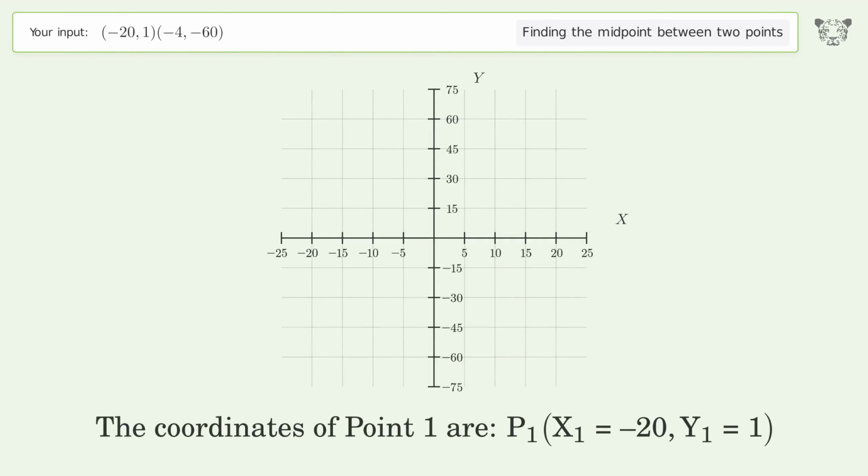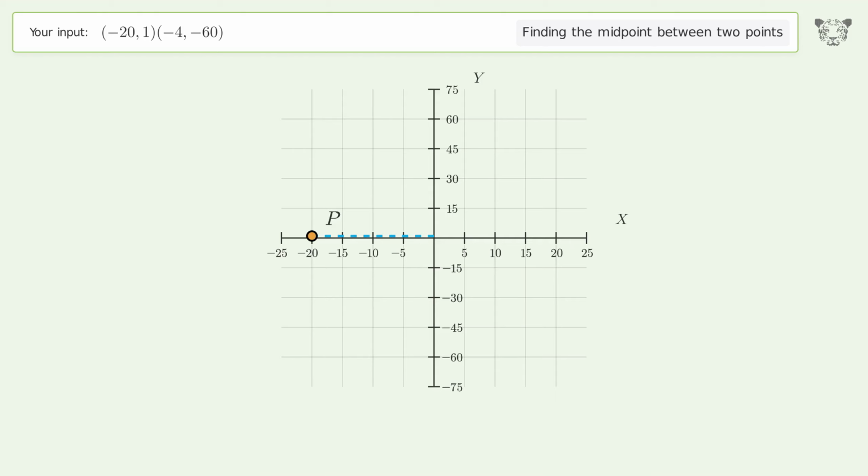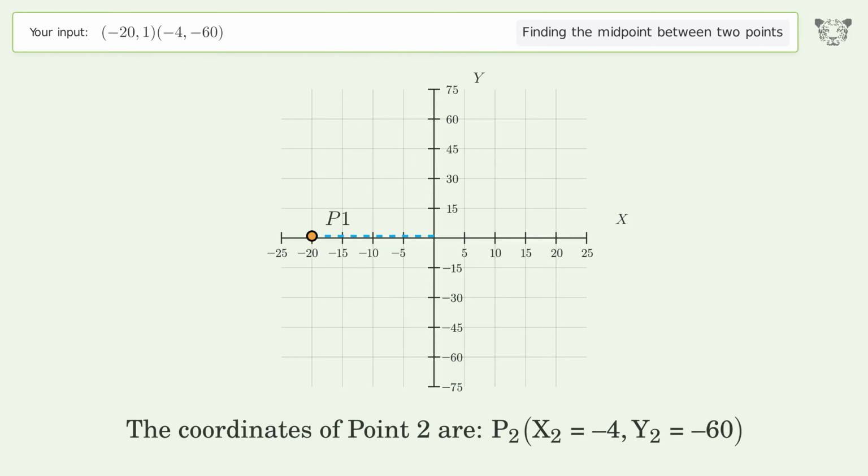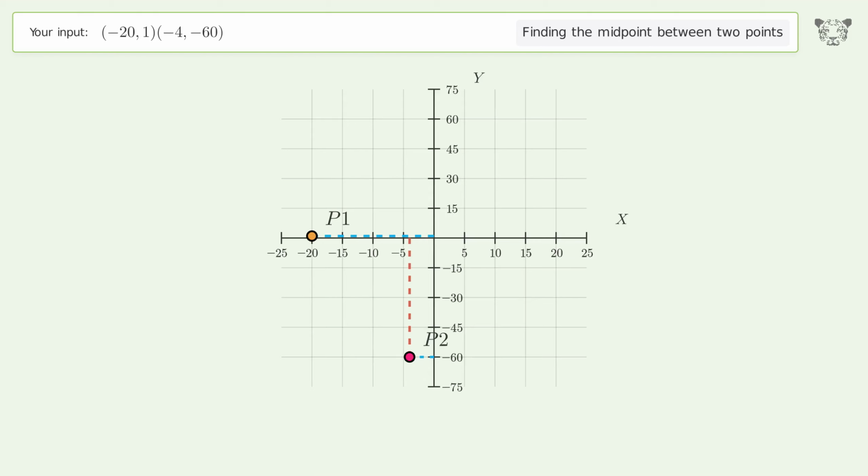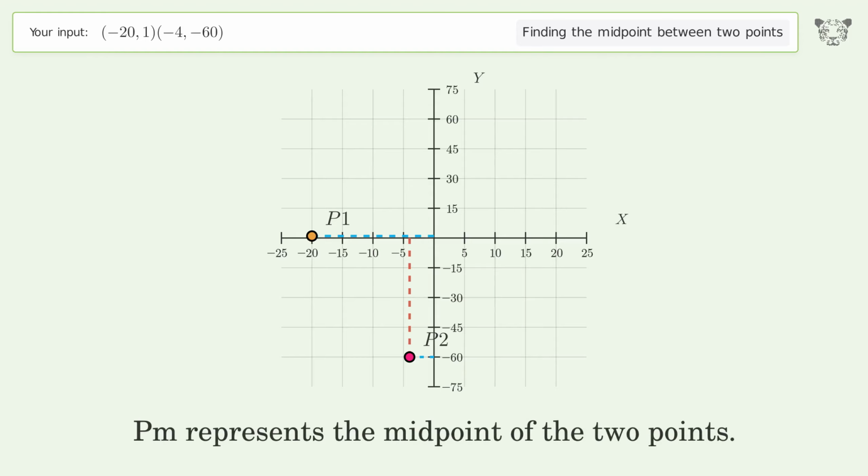The coordinates of point 1 are, x1 equals -20, y1 equals 1. The coordinates of point 2 are, x2 equals -4, y2 equals -60. PM represents the midpoint of the 2 points.